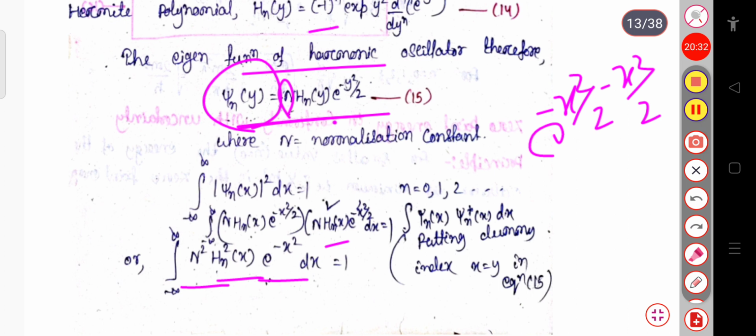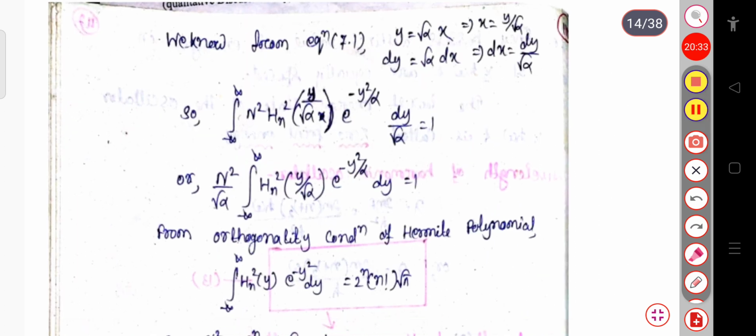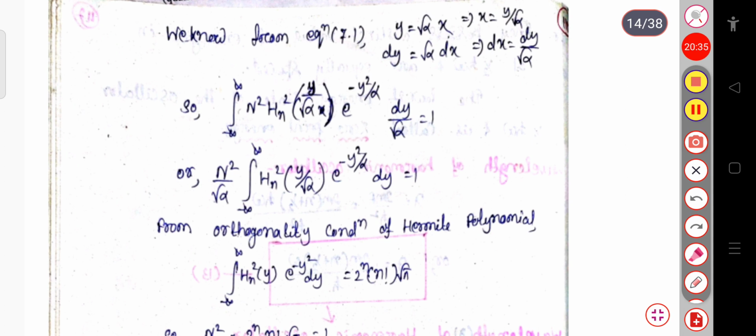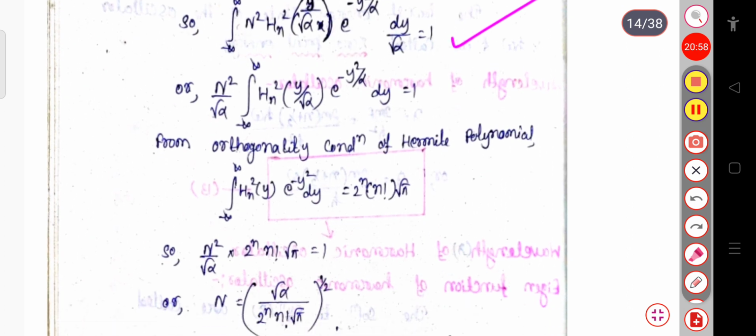And here we have considered y equal to root alpha x, or we can write x equal to y by root alpha, dy equal to root alpha dx, or dx equal to dy by root alpha. If I substitute these values here, now finally we can write N² by root alpha taken common, integration from minus infinity to plus infinity, Hn²(y) exp(-y²) dy, that is equal to 1.